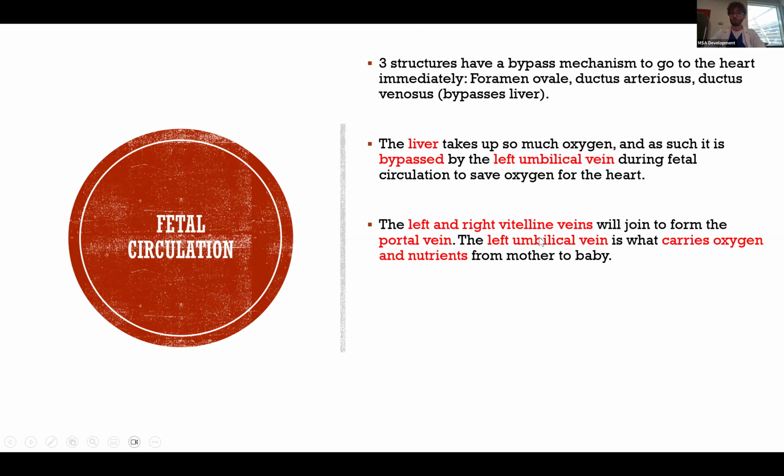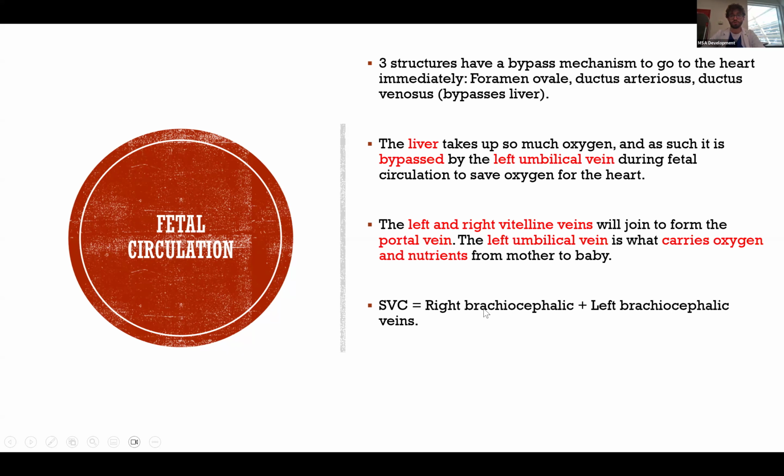Now remember the vitelline veins, which were branches of the sinus venosus. These vitelline veins will come together to give us something called the portal vein. This is all I want you to know. As we said, the left umbilical vein is what carries oxygen and nutrients from mother to baby. The right one disappears. Okay, I think you guys know this from anatomy.